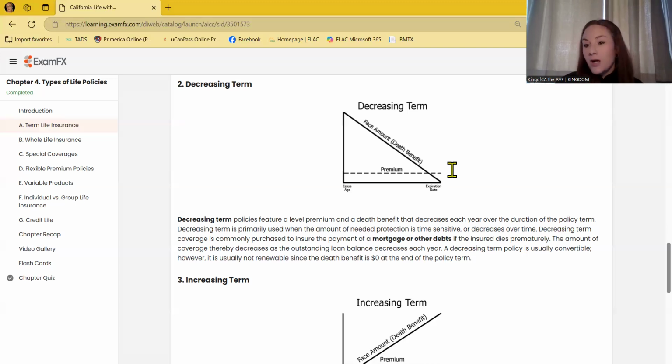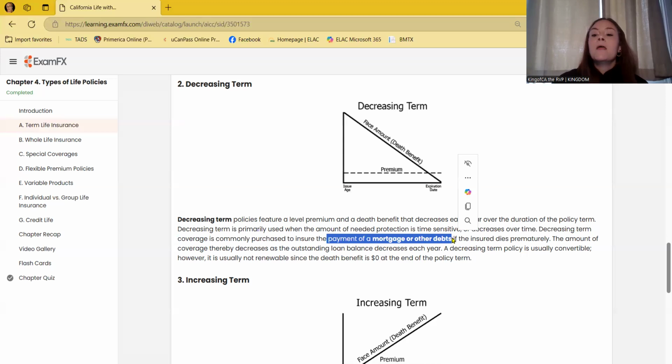Okay. So how it works is decreasing term policies, right? They have a level premium and a death benefit that decreases every year over the duration of the policy term. Okay. This is normally used for the payment of mortgage or debts. Okay. For if the insured person dies prematurely.